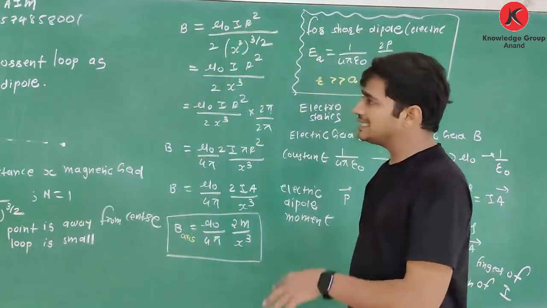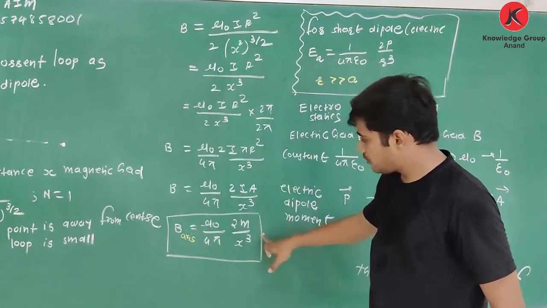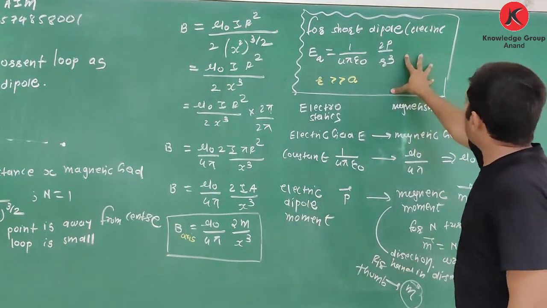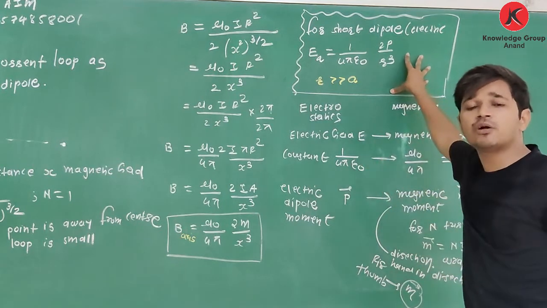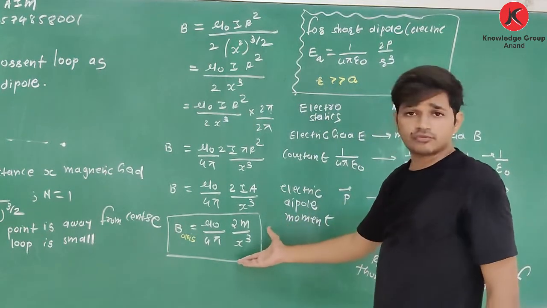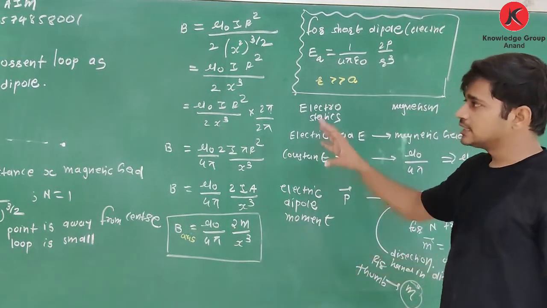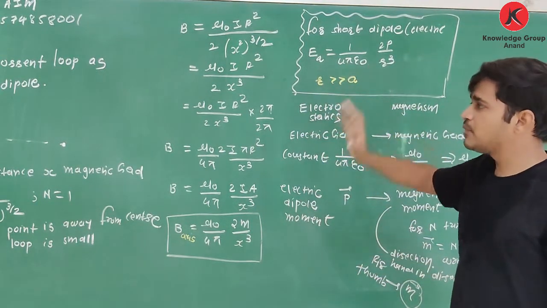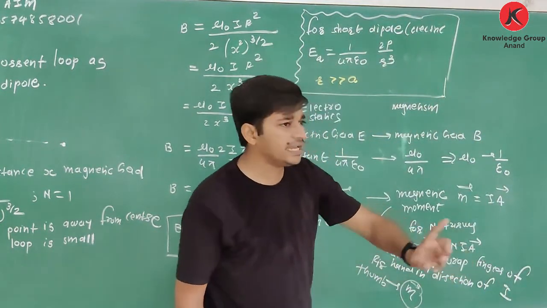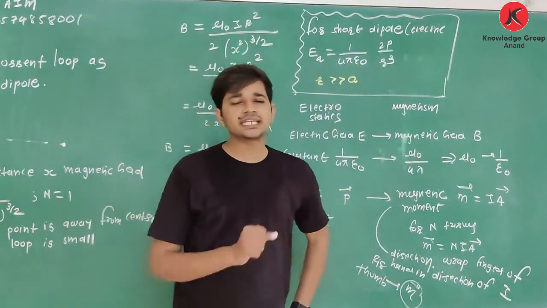Clear about this? Why is this title given? See, for a circular current loop, we have obtained this equation, and this equation is equivalent to that for a short electric dipole. So from these equations you can observe it is similar to an electric dipole. Then we can say magnetic field due to a magnetic dipole. So a circular current carrying loop behaves as a magnetic dipole, having magnetic moment M is equal to NIA. N is the number of turns, I is current, and A is area. Clear about this?